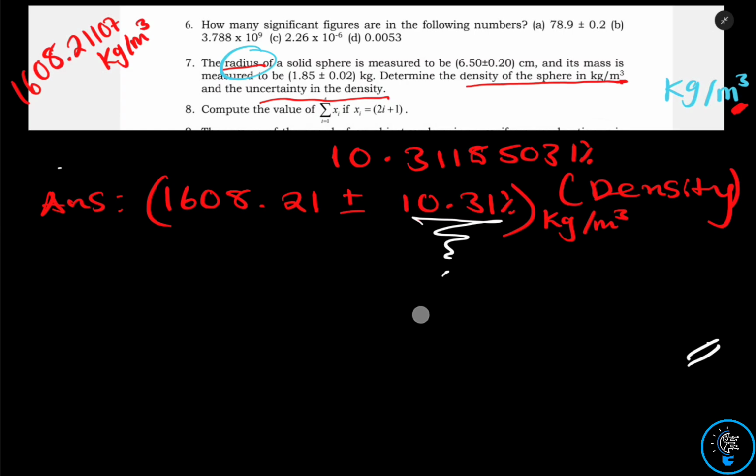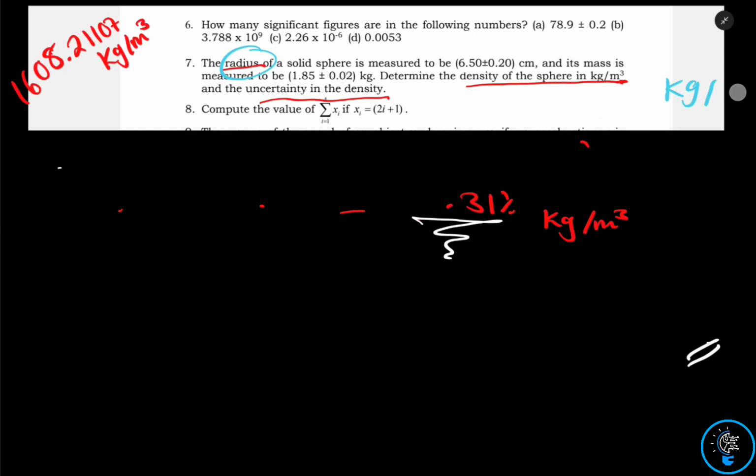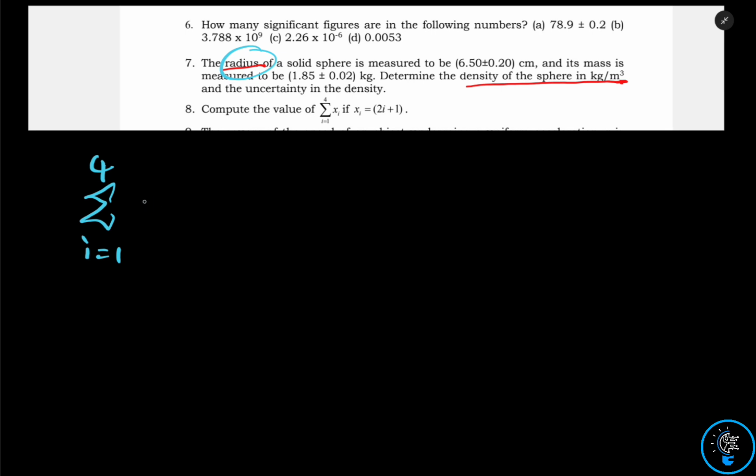Let's jump to question 8. So question 8, we are told to compute the value of this summation. Wow. The value for this summation. Okay, so we are told to compute the value of this particular summation. On top we have 4, and there we have 4i. And we are told that xi is equal to 2i plus 1.